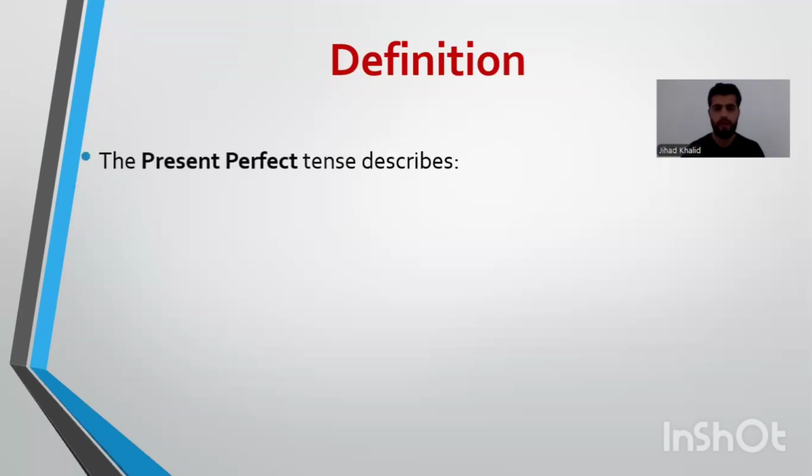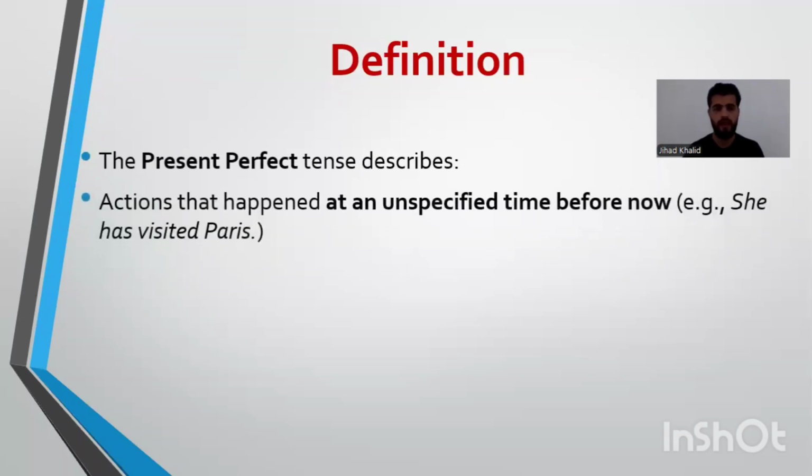Okay, it says the present perfect tense describes first actions that happened at an unspecific time before now. It means we don't know when it happened. We don't know. And we do not care about when it happened. Because if we really care about it and we want to know when it happened, we do not use present perfect. We use past simple. Okay? Because past simple tells the time when it happened.